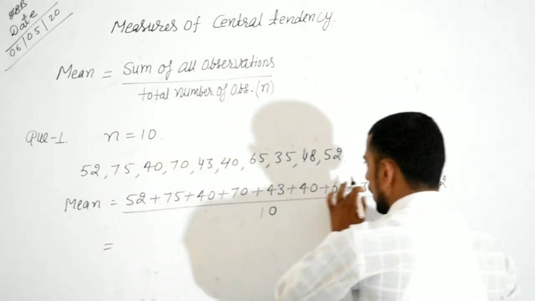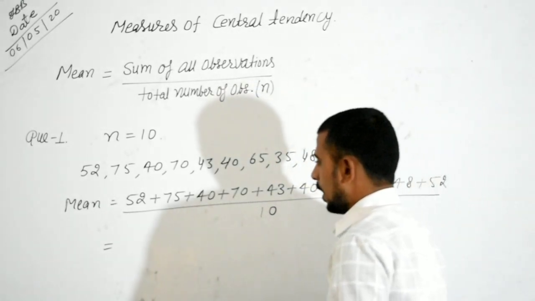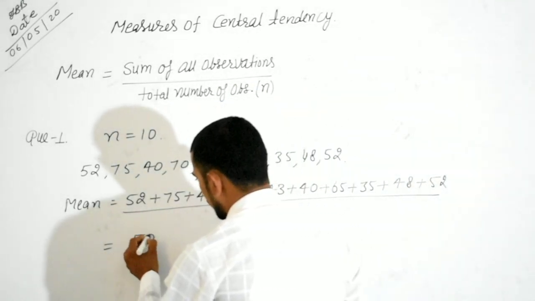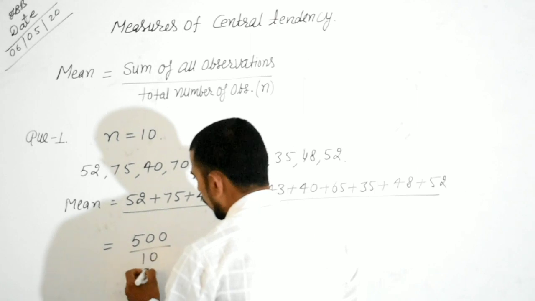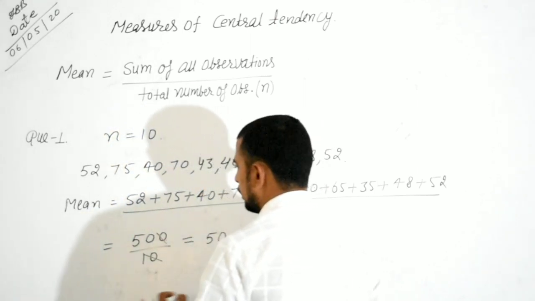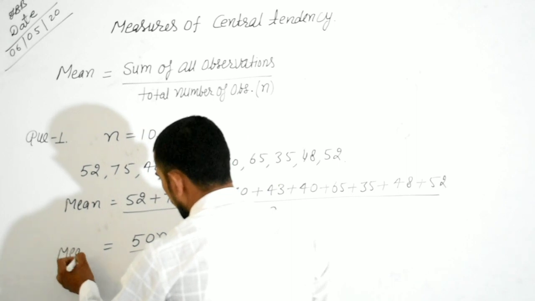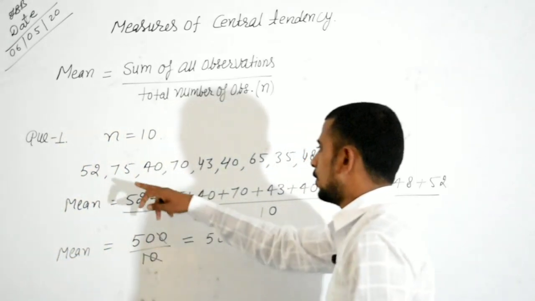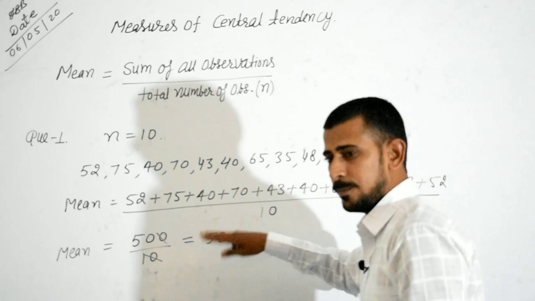Now after addition of observations, the value is equal to 500 upon total number of observations 10. 0 and 0 cancel, then the value is 50. It means we can say the mean of these marks is 50.